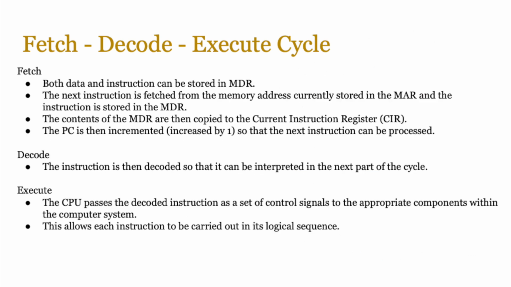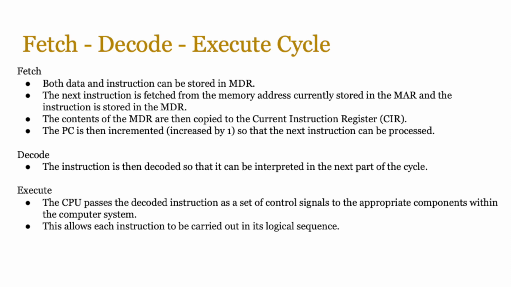Okay, so what happens in the fetch stage? A component within the CPU called the program counter stores the next address. And this component is an example of a register. The details of this address will be a location within RAM. So both data and instructions can be stored in another register, which is called the memory data register. We'll get to that in a minute.